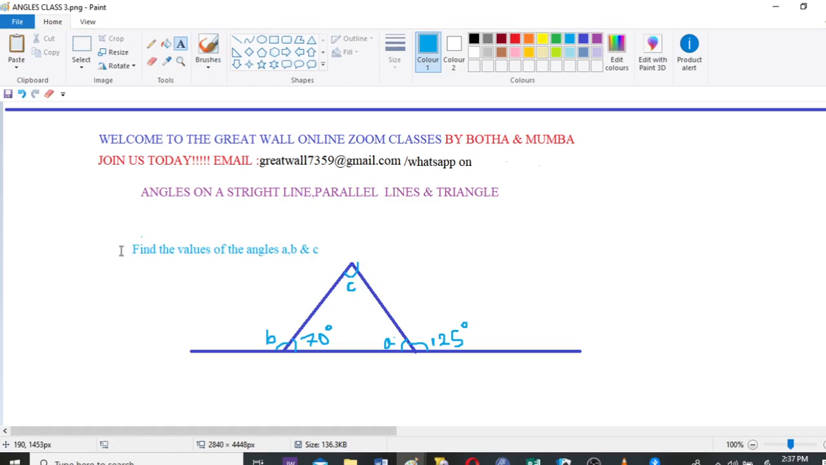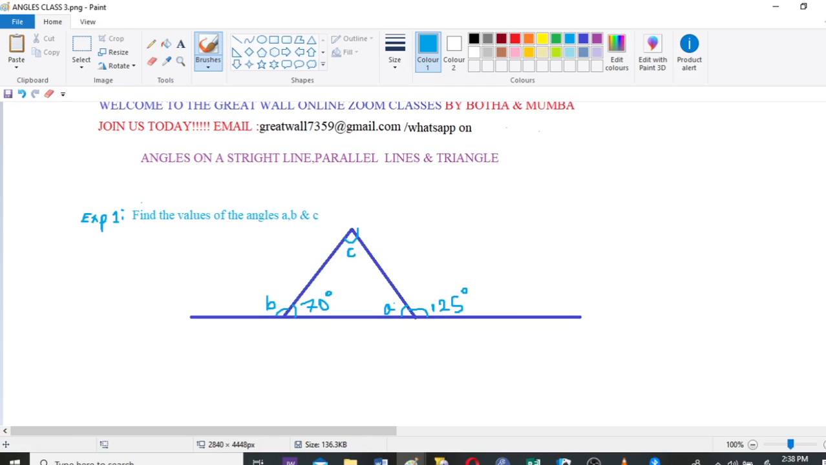All right, so let's name this example 1. Okay, it's example 1, right? So we're going to find the values of angle A, B, C. We just need to apply the properties that we have discussed in the previous video.